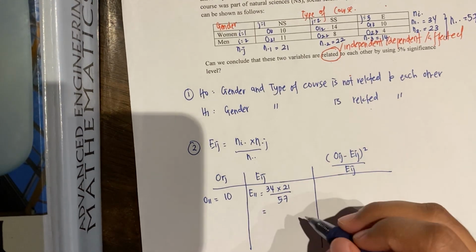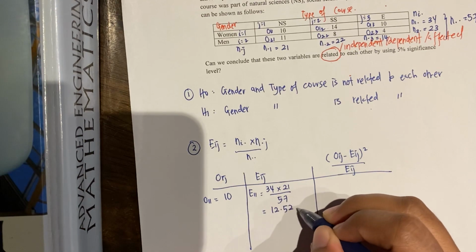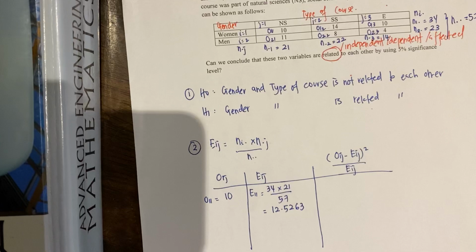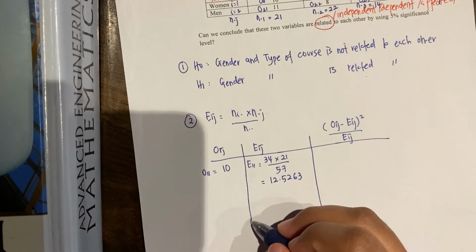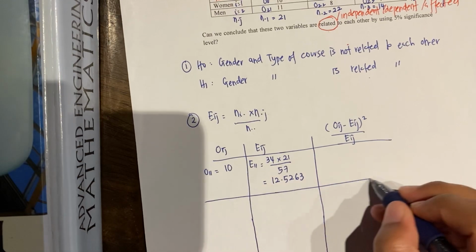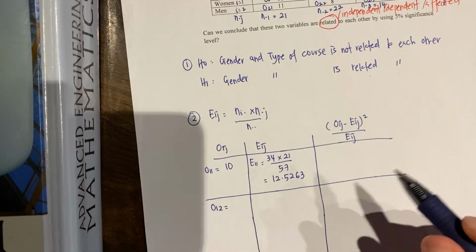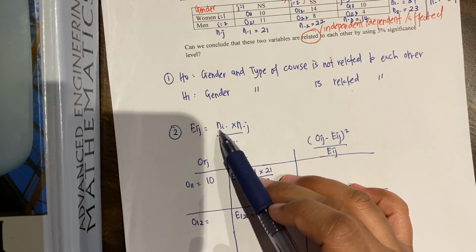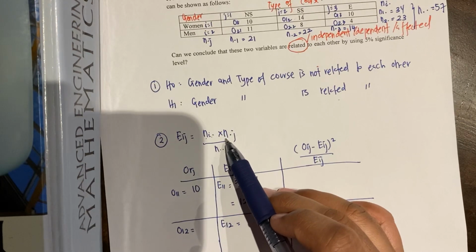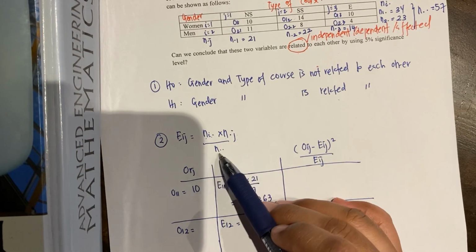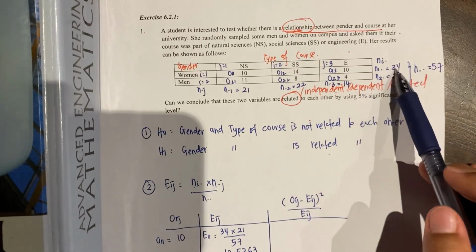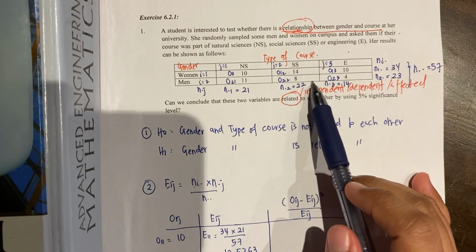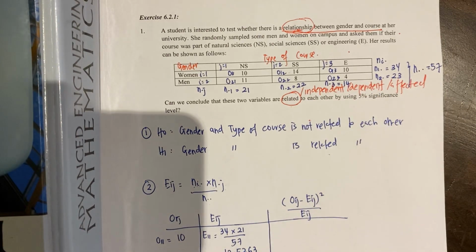So you have 12.5283, and don't forget to use 4 decimal places. Then O12. For E12, it is n1 dot times n dot 2 divided by n double dot. So 34 times 22 divided by 57. You will get 13.1228.